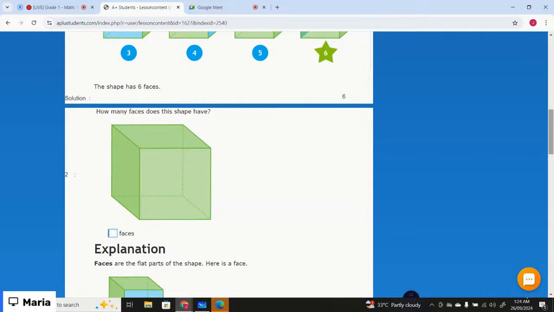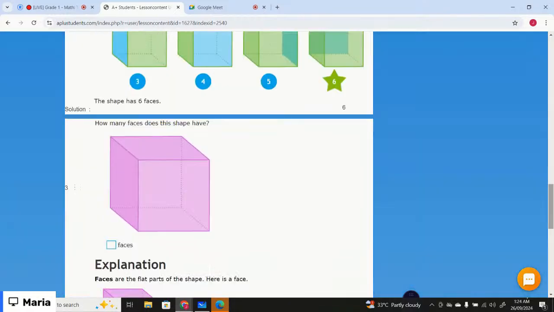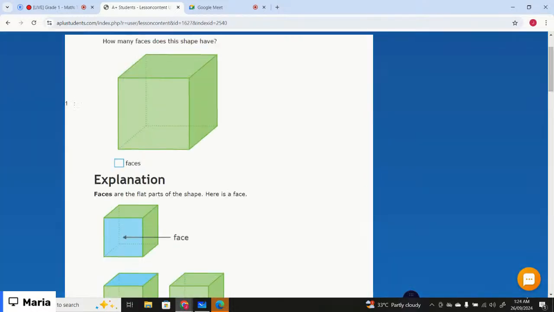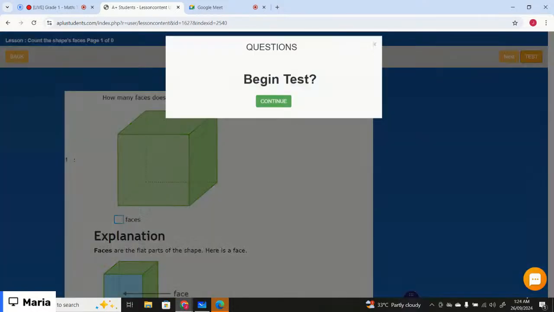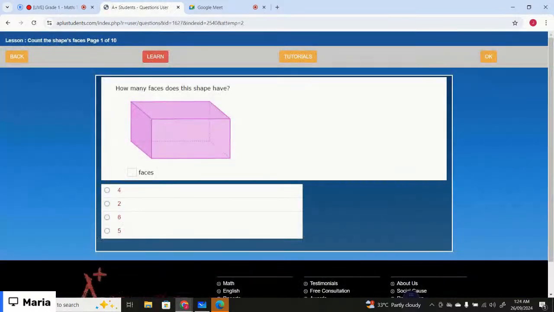Again, how many faces does this shape have? Cube has six faces. Again, you have a cube, so the cube has six faces, right? The same like shoebox. Go get the shoebox and count the faces. Yes, same like shoebox, right?